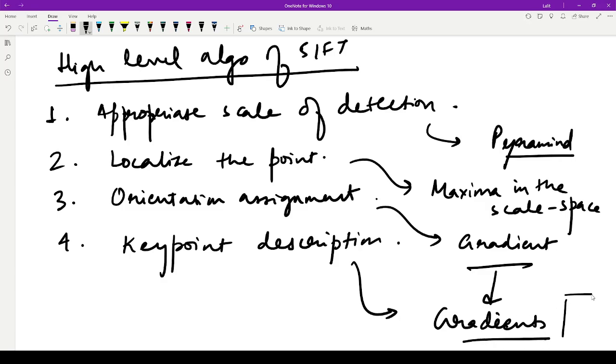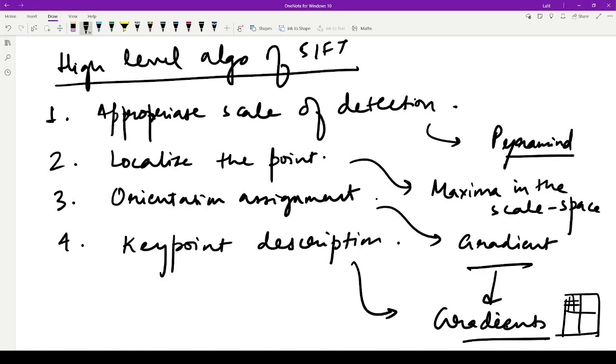But the gradients, as used similarly, that you will divide the image into cells, and within each cell you will have multiple pixels, and using those multiple pixels you will define a histogram and then get a description of how the key point looks like.